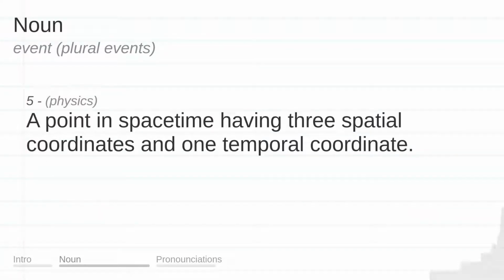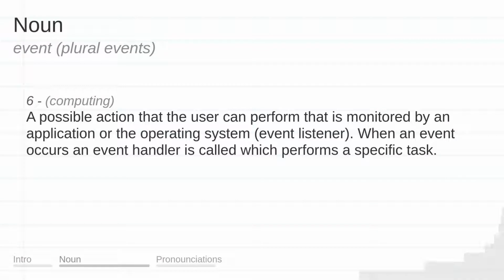A point in spacetime having three spatial coordinates and one temporal coordinate. A possible action that the user can perform that is monitored by an application or the operating system, event listener. When an event occurs, an event handler is called, which performs a specific task.